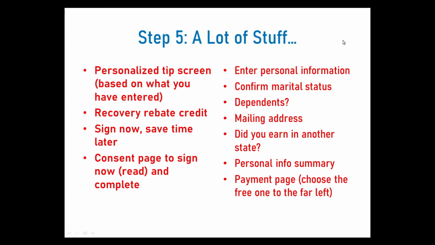Now, here's where it can kind of get confusing based on what you have to enter. I'm just giving a broad overview, but if you find yourself having to stop and enter any of these items in, then what you start to see on your screen can change from what I'm actually describing on my end. A lot of stuff starts to happen. At this point, you should probably see a personalized tip screen from TurboTax based on what you have entered. Next, you'll see some questions about a recovery rebate credit. It's okay to go ahead and click on that as well.